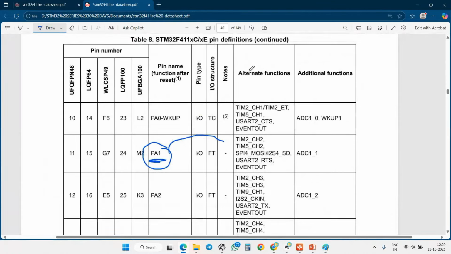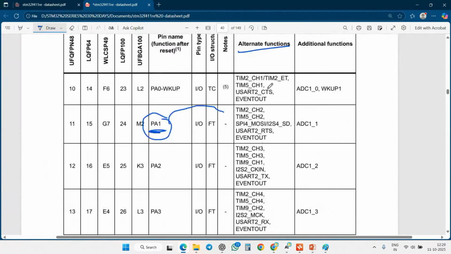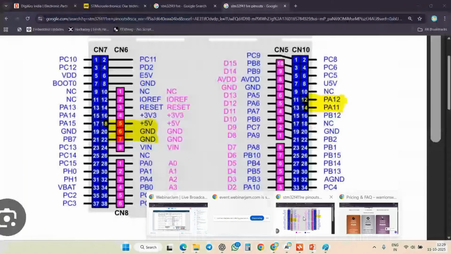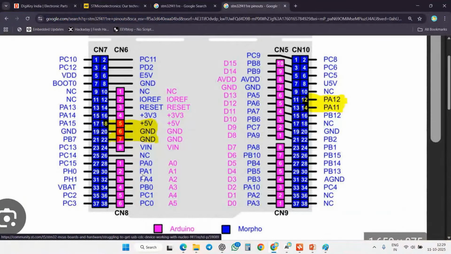Here you need to look at the alternative functions. It tells you that you can configure timer 2, timer 3, SPI 4, USART 2 and event out. You can do all these functions on the single port A1. How did you get this data? By seeing this pin configuration. Additionally, you can configure ADC1, since A1 is there. If you configure it, yes, this will also work. That is called additional features.